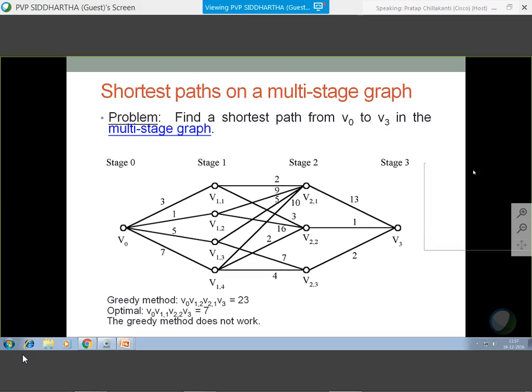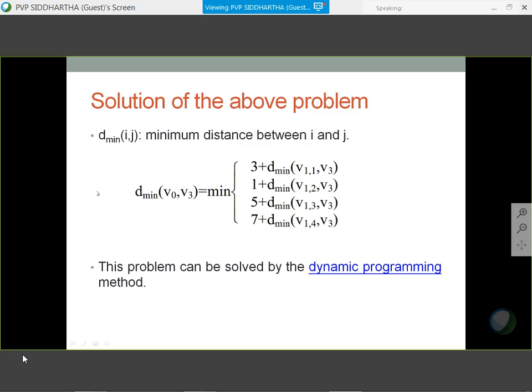So here is the thing that we talked about, right? See, greedy method gives you 23 as the answer, whereas the optimal is 7 in a multi-stage graph. So greedy method does not work. That's what we proved here. Go to the next slide. So how do we come up with this? Remember, I said explain your thought process, right? How you come up with it. This is the thought process.